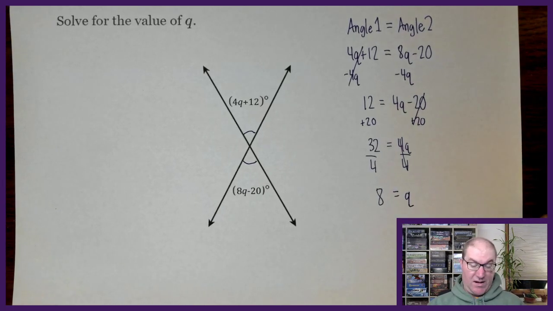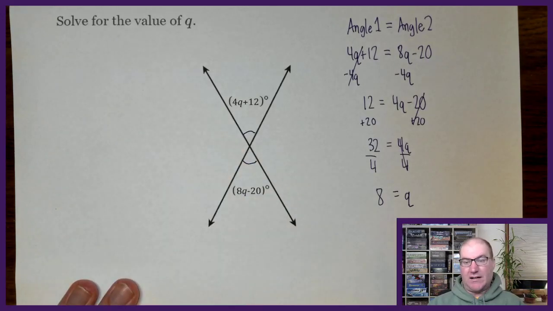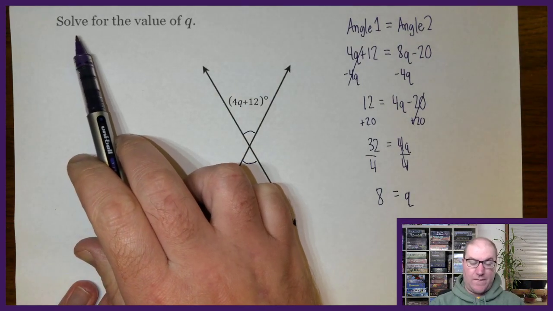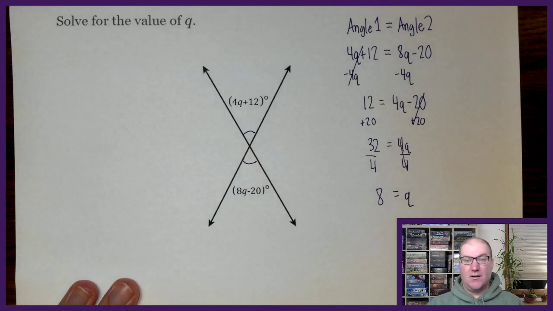Now, just like the last problem, this question says solve for the value of Q, and I've done that, so I'm technically done. But sometimes these questions might instead say find the measure of each angle, or find the measure of one of the angles. So just in case a question does do that someday, I'm going to practice that right now.